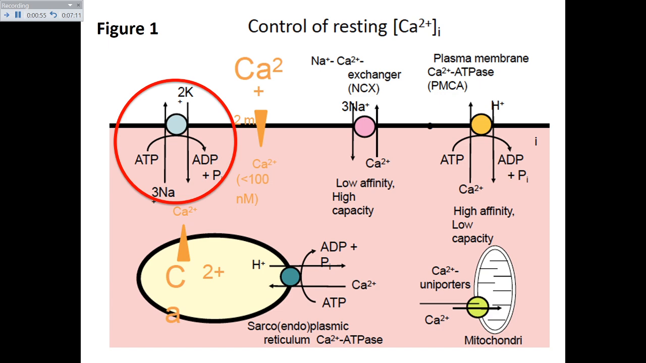When NAK-ATPase work, it will cause Na gradient. The Na become low inside, and this low Na acts as driving force for the activation of sodium calcium exchanger. Sodium calcium exchanger normally during resting it works like this. It brings sodium in and expels calcium.